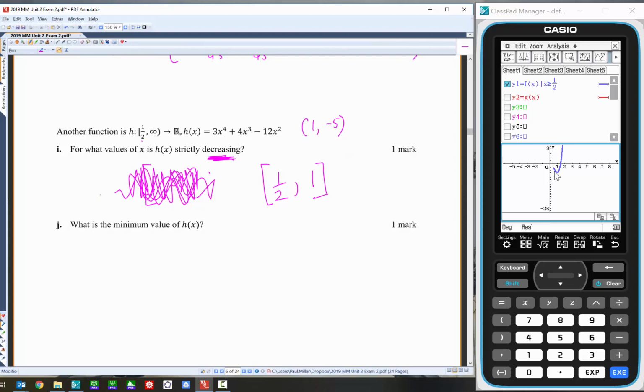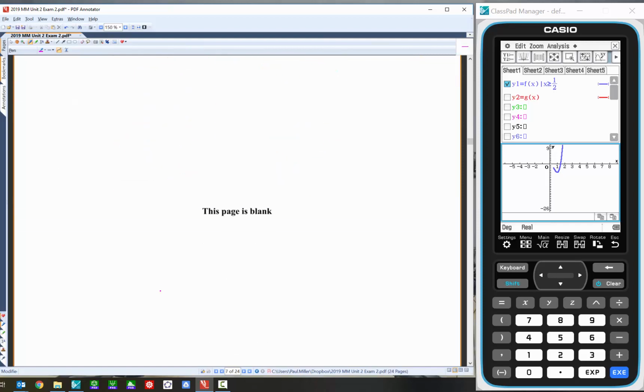because what happens at 1 is the function has a 0 gradient, and if it was over this side here, that 1 would be included as part of when it's strictly increasing, but on the other hand, it's also included when the function is strictly decreasing. All right, so what is the minimum value of h of x? Well, in this case here, it's going to be this turning point here, which again, we've worked out before. That's just -5 from a previous question. All right, so that was question 1.